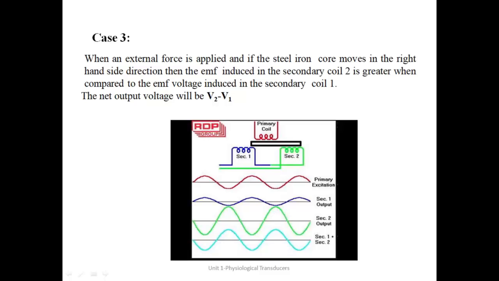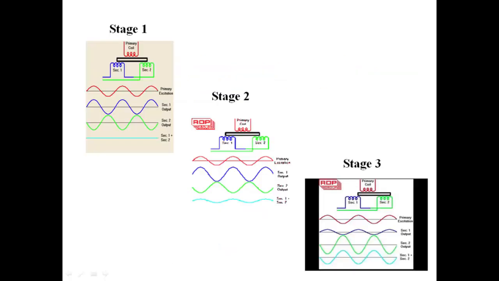Now the third case could be that your coil is now moving towards the secondary 2. That means towards the right hand side. So if the displacement is resulting in your coil moving towards the secondary 2, the magnitude of voltage in secondary 2 now becomes larger than secondary 1. Okay, so the net output voltage, now if you see in the cyan color, you can see some voltage coming in. This output is actually V2 minus V1 because the voltage in secondary 2 is larger as compared to the voltage in secondary 1. Okay, so the output that you will get will be V2 minus V1.